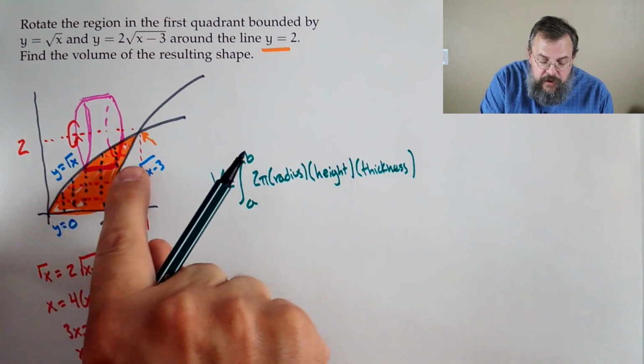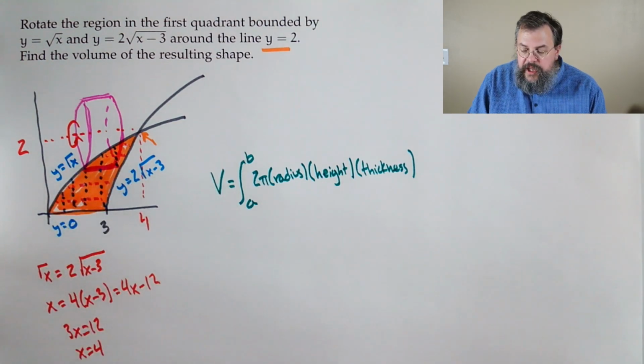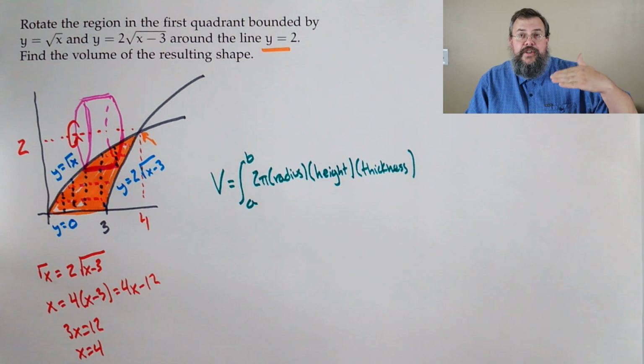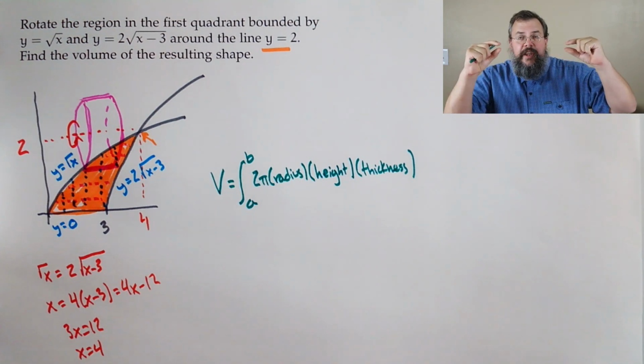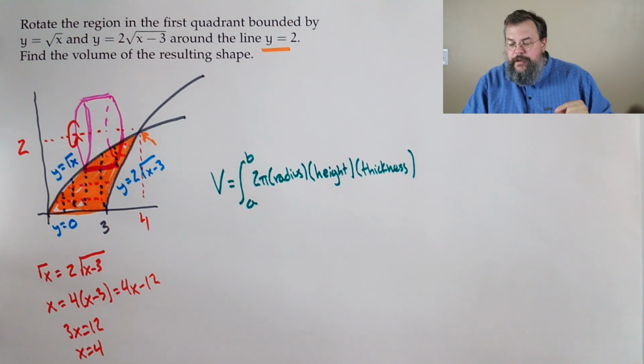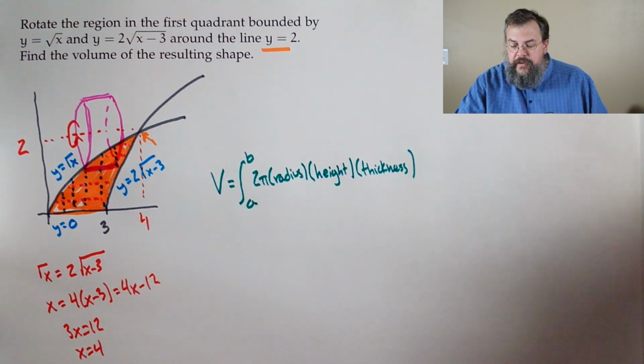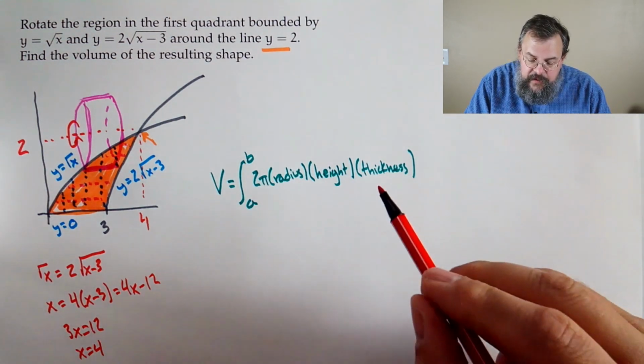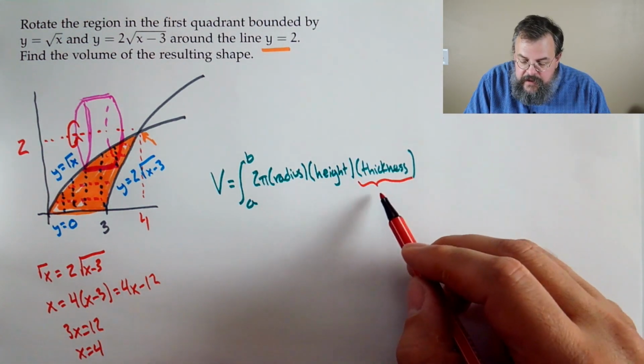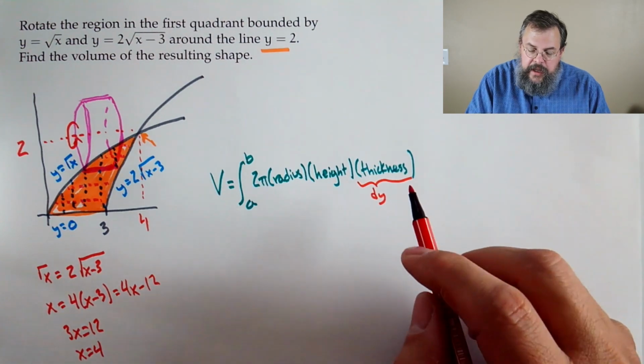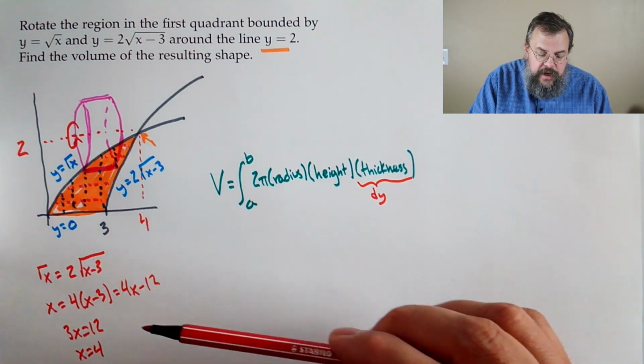Now, because it's a horizontal slice, our thickness is going to be our change in y, because that small change is with respect to y. So that's easy for us to identify. So there's our dy.